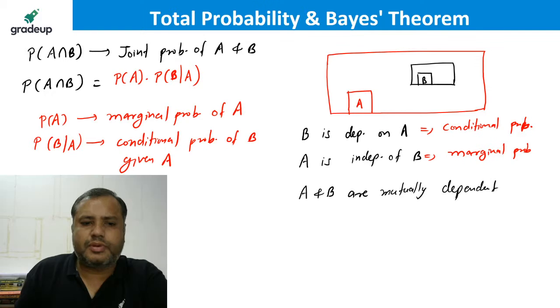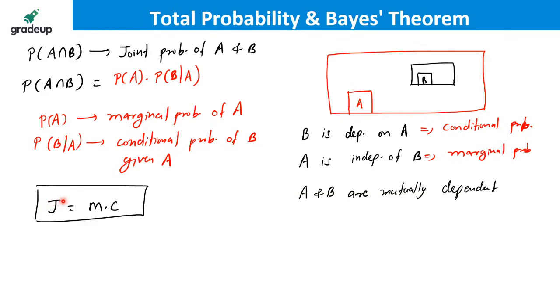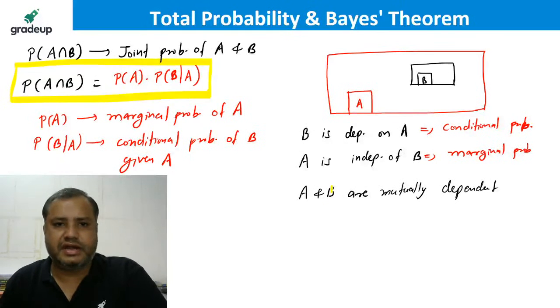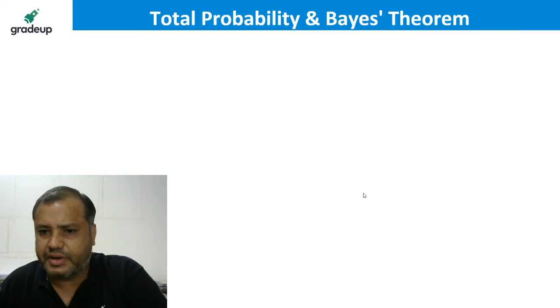Joint probability is nothing but the probability of A intersection B, and it is the marginal probability of that event which is independent, multiplied by the conditional probability of that event which is dependent. Here A and B are mutually dependent events. So in the case of mutually dependent events, how do we write the conditional probability? The joint probability of A and B is the product of one marginal and one conditional probability, and this was the first case, mutually dependent events.